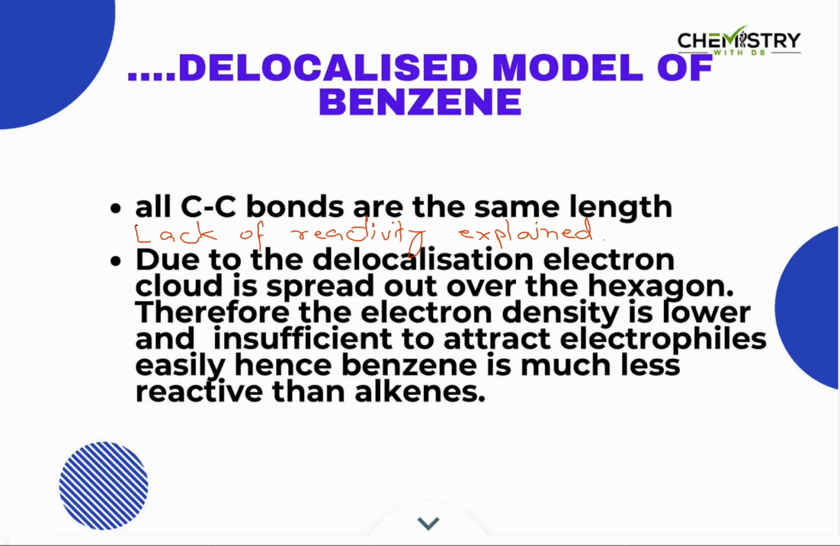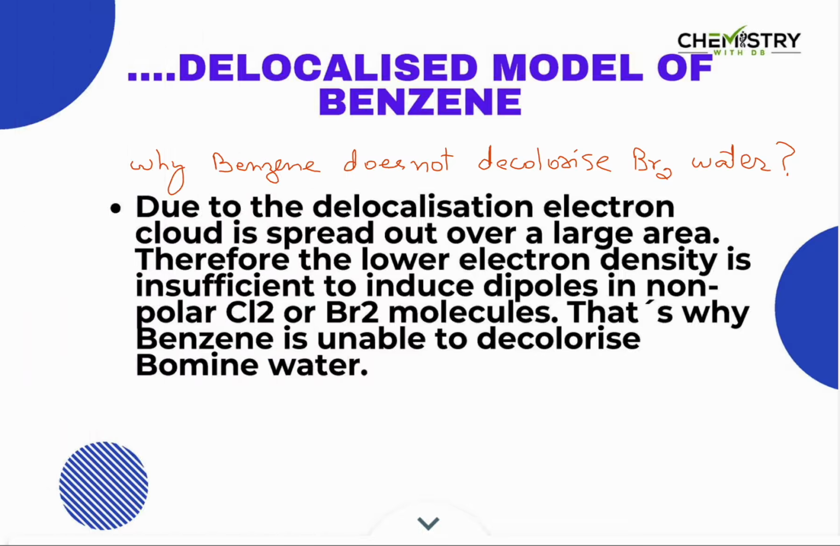Now, how do we explain the lack of reactivity? Because of the delocalization of these 6 electrons over a large hexagon, the electron density is poor, and as a result, it's unable to induce dipoles in a nonpolar chlorine or bromine molecule, and it's also unable to attract electrophiles sufficiently on its own without a catalyst or a halogen carrier. And that explains why benzene is much less reactive compared to alkenes.